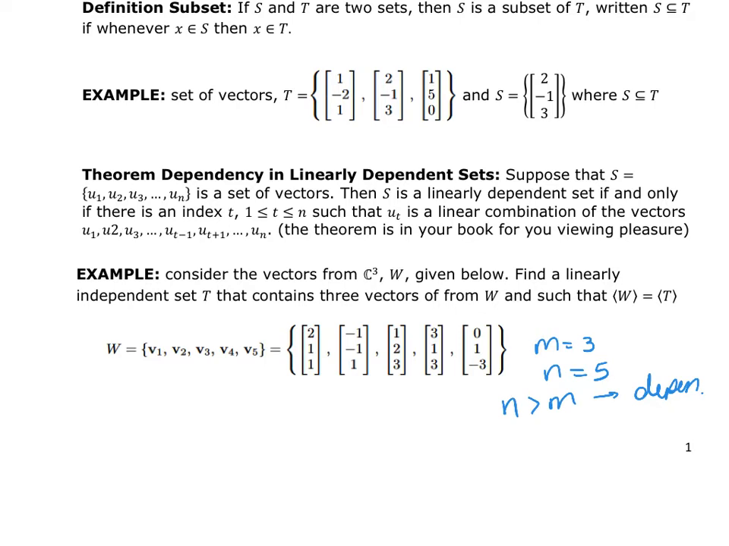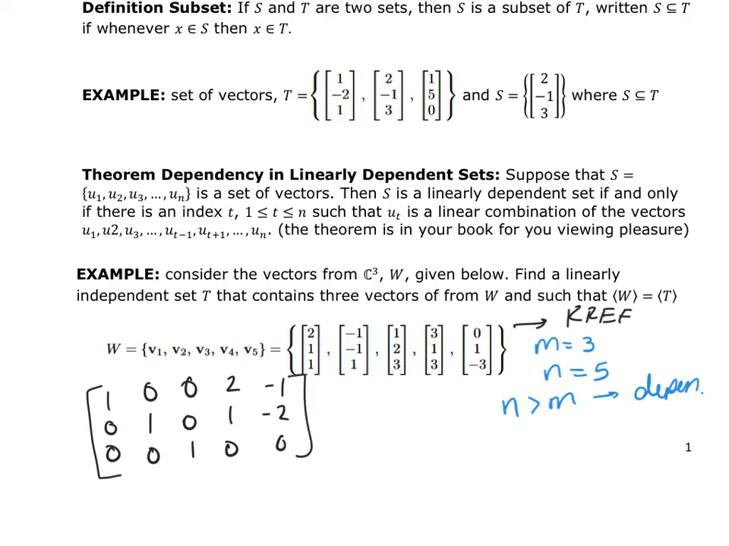So the first thing we're going to do, of course, is put it into a matrix and row reduce it. When I put this into a matrix and reduce it to row echelon form, this is what I get. I get 1, 0, 0, and 0, 1, 0, and 0, 0, 1, and 2, 1, 0, and negative 1, negative 2, and 0. So that's what I get. So our free variables are right here. This is x sub 4 and x sub 5. These are my free variables.